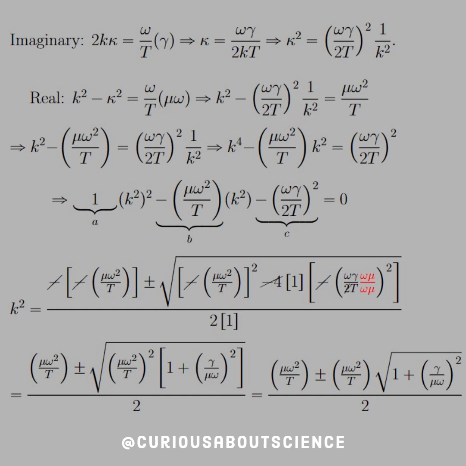The imaginary part, again, we see is 2 k kappa is equal to omega over T times gamma. So kappa is equal to omega gamma over 2kT, square that through, and we get a kappa squared term. The real part is k squared minus kappa squared, hence the need to have the kappa squared. So once we solve that and push the kappa squared in, we see that we get a k squared term here, so to solve this for k squared, we now have to use the quadratic formula.